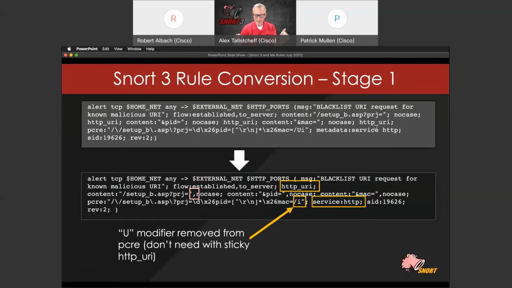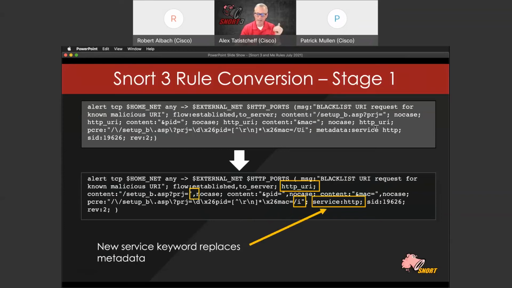I mentioned the sticky keyword, it impacts content checks and PCREs. So we don't need the capital U. In the PCRE above, there's a slash uppercase U as a parameter, which tells it to look in the URI. You don't need that anymore. It's not available actually in Snort 3 because that's what sticky keywords are for. And of course, the service keyword. Now in the rule above, it's a metadata service, so it's only going to work for the product, the Secure Firewall. But below, it's its own keyword, which means it works everywhere.